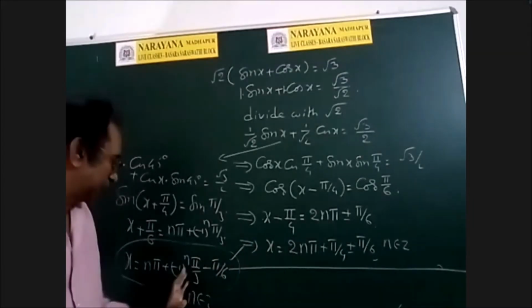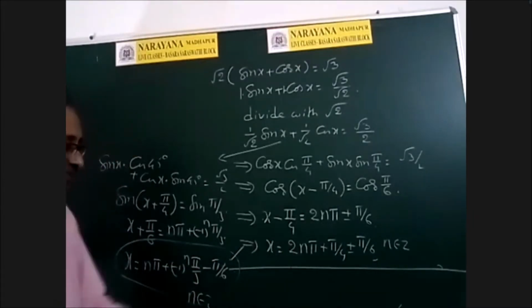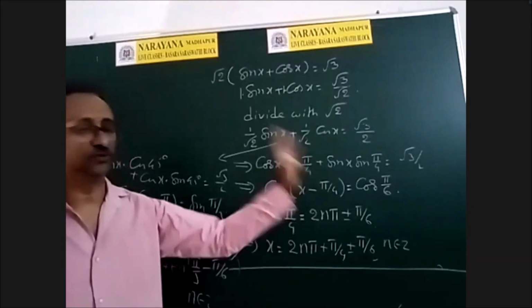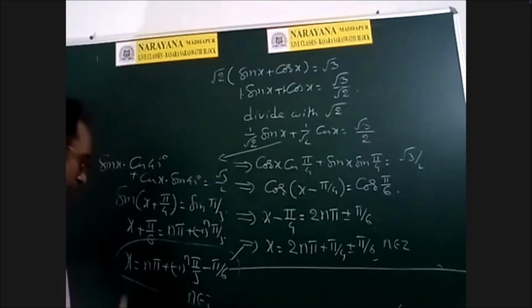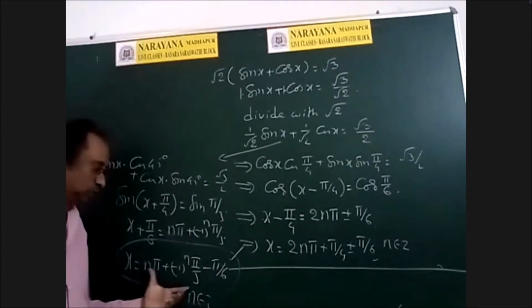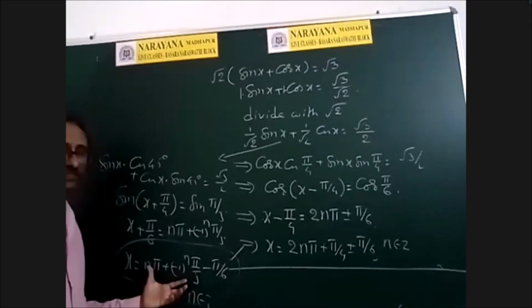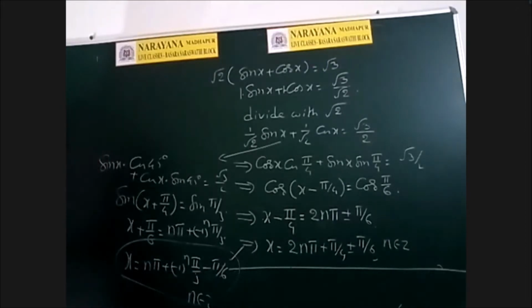But it seems to be like different solutions. But if you put n is equal to 0, 1, 2, 3, so on, that solution. And here, if you put n is equal to 0, 1, 2, 3, so on. So this solution set will definitely be equal. Okay?